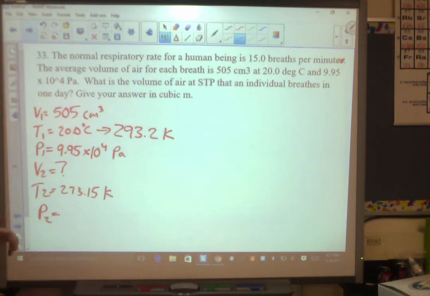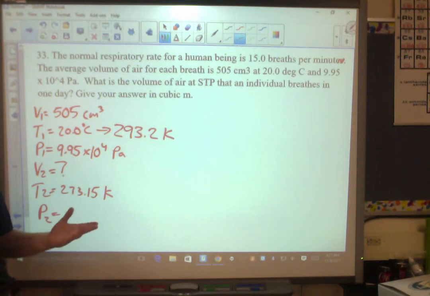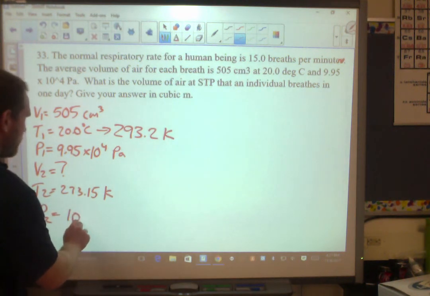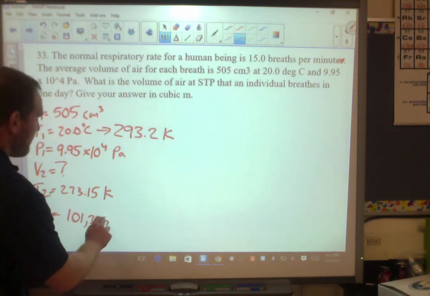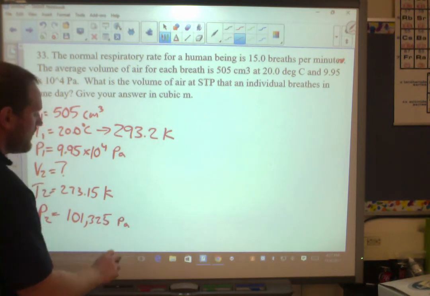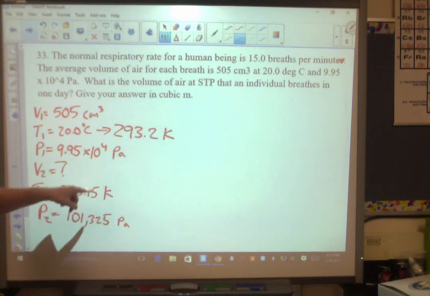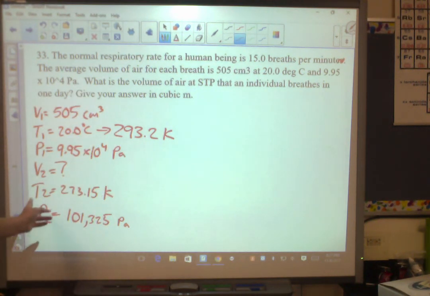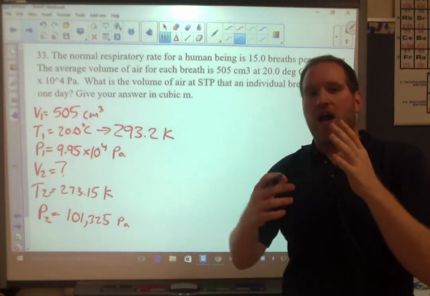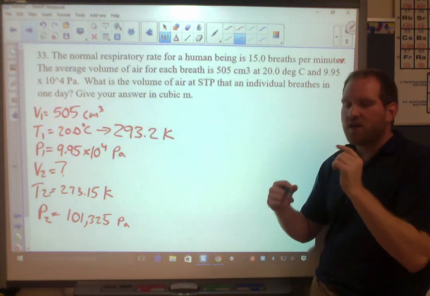But let's be smart about this. What's my initial pressure unit? Pascals. I may as well write P2 as STP in pascals, if you know that. So it's going to be 101,325 pascals. Now, you can write 1 atm here. It just means you're going to have to convert this to atm, or you're going to have to convert that to pascals anyway. So these are my conditions. Let's solve for V2, and that's going to tell us what one breath is going to be at STP.